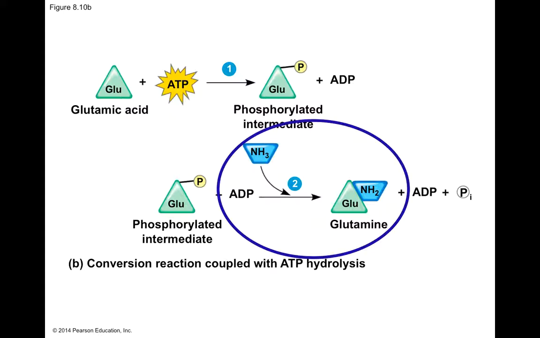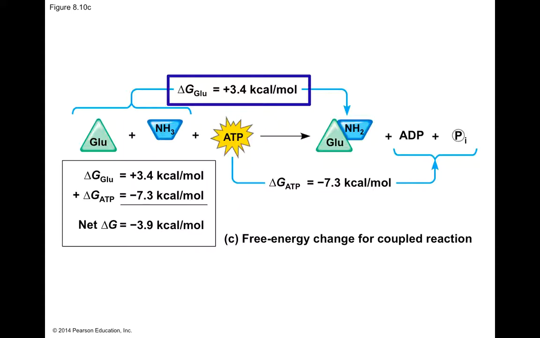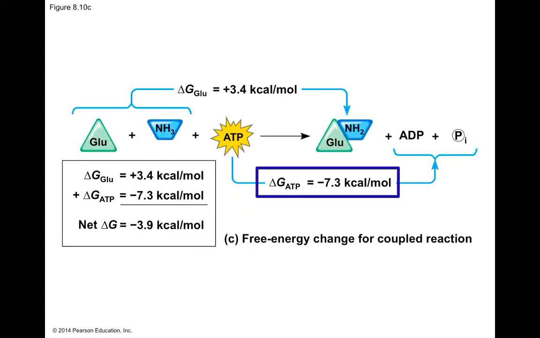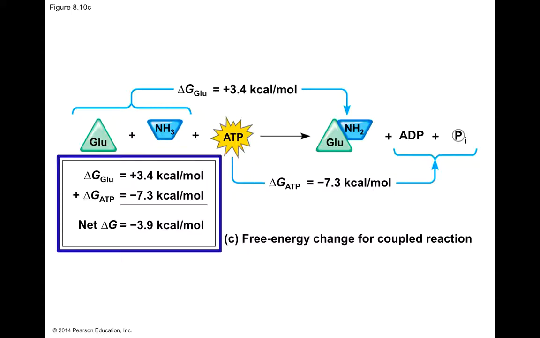At this point, the ammonia molecule can come in, replace the phosphate group, and covalently bond to glutamic acid, now creating glutamine. And we're left with ADP and the inorganic phosphate group. We've already seen that the delta G for the conversion is positive 3.4 kilocalories per mole, and the delta G for the hydrolysis of ATP is negative 7.3 kilocalories per mole. So by coupling these two reactions together, the difference, or the net delta G, between the two reactions is negative 3.9 kilocalories per mole. And because this overall free energy change is negative, it will happen spontaneously.